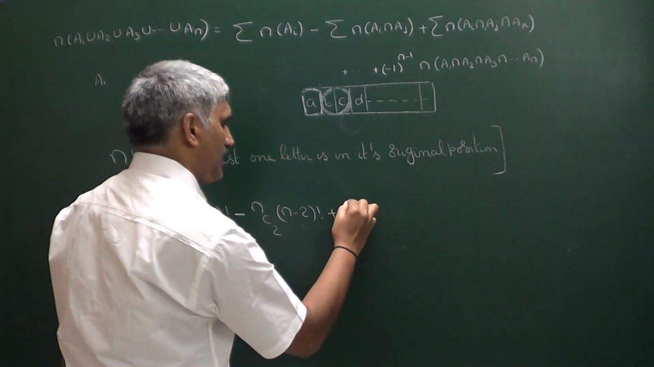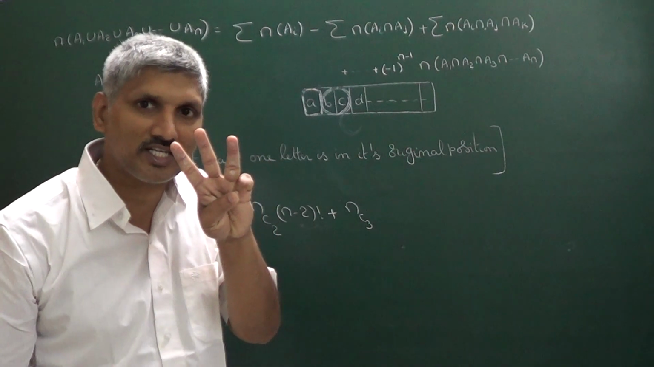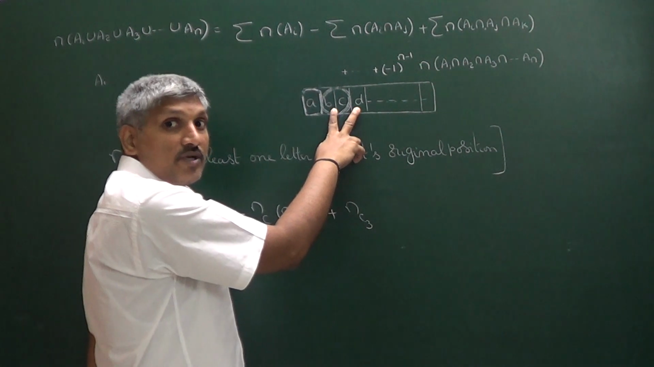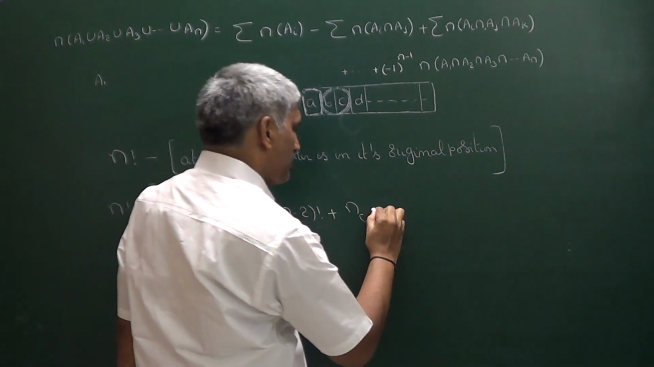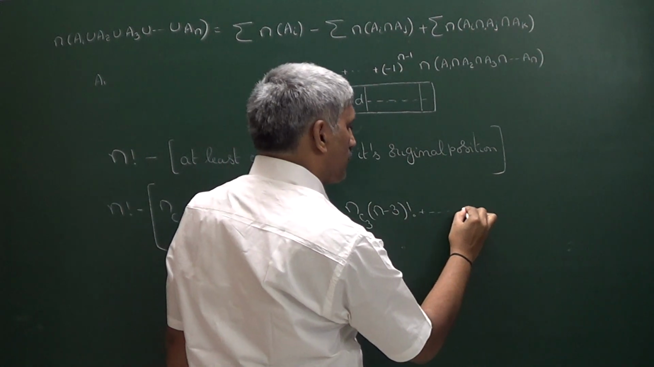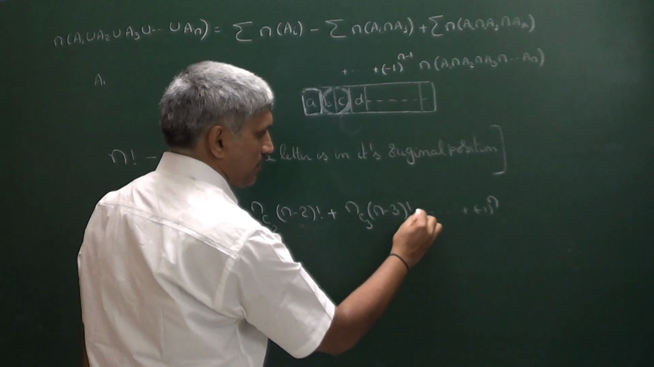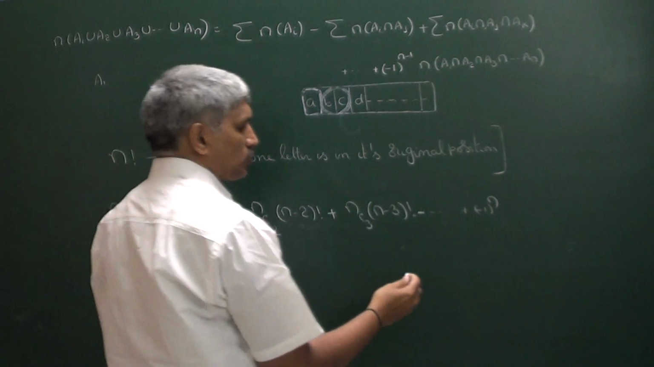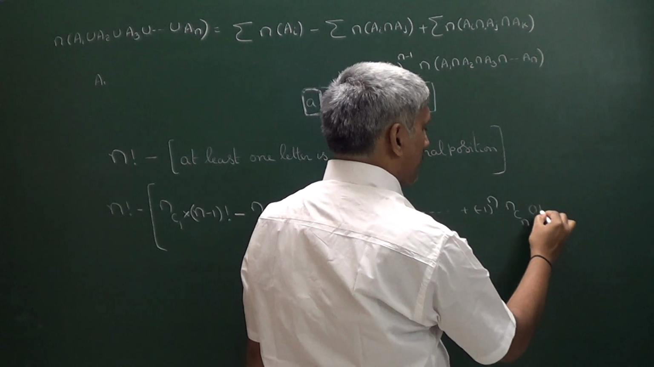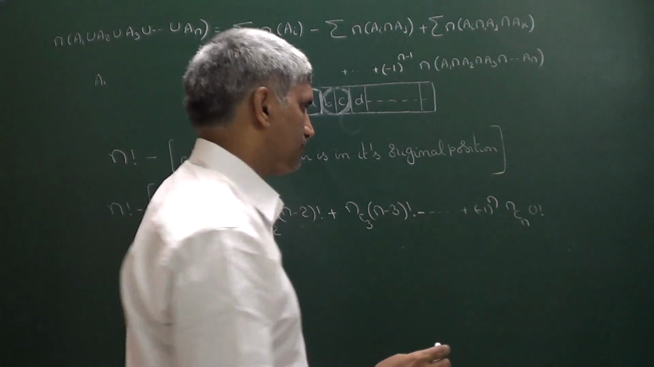Next, plus NC3 into, meaning out of n we are selecting 3 letters. Those 3 letters are in their original position, so the remaining n minus 3 letters can be arranged in n minus 3 factorial ways, and so on. If you continue, the alternating signs give minus 1 to the power of n into NC n into 0 factorial. Every letter is in its original position, and that is only one way.